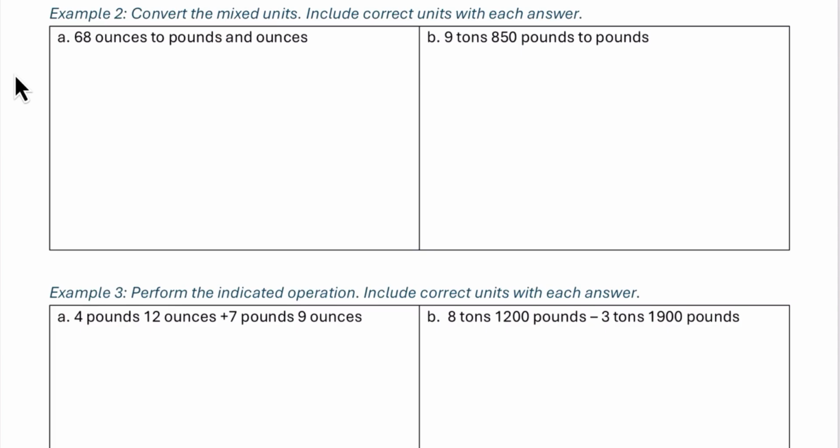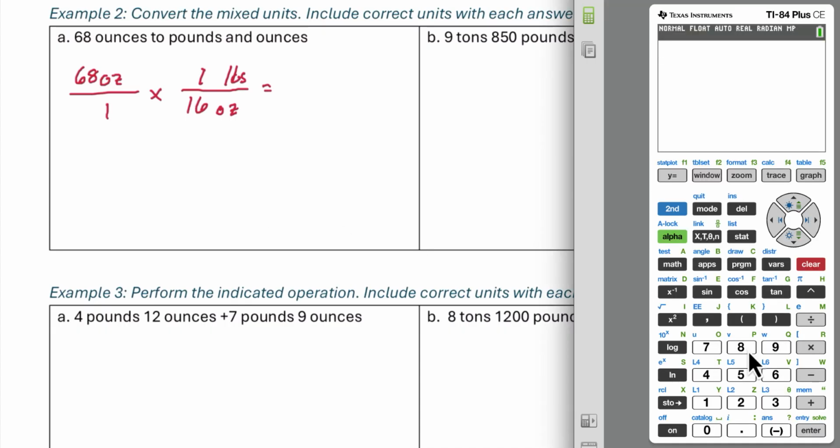In example 2, we want to convert 68 ounces to pounds and ounces. We'll start like usual, 68 ounces, and we want to convert to pounds and ounces. So we're going to convert to pounds first and talk about what to do from there. We know that there are 16 ounces in 1 pound. This will give us 68 divided by 16 pounds. Again, at this point, the ounces cancel.